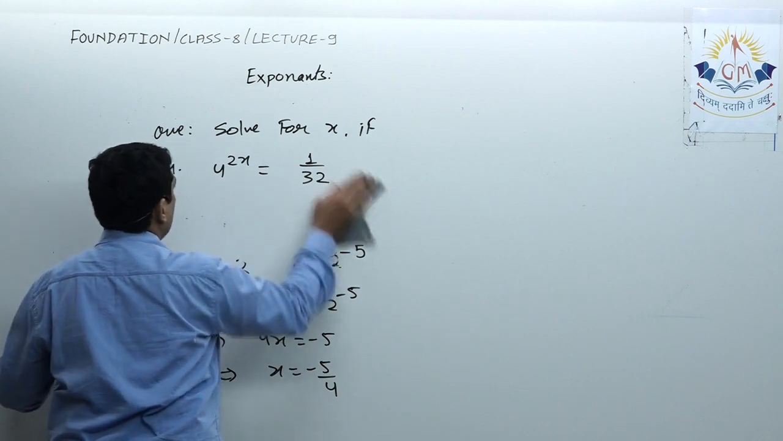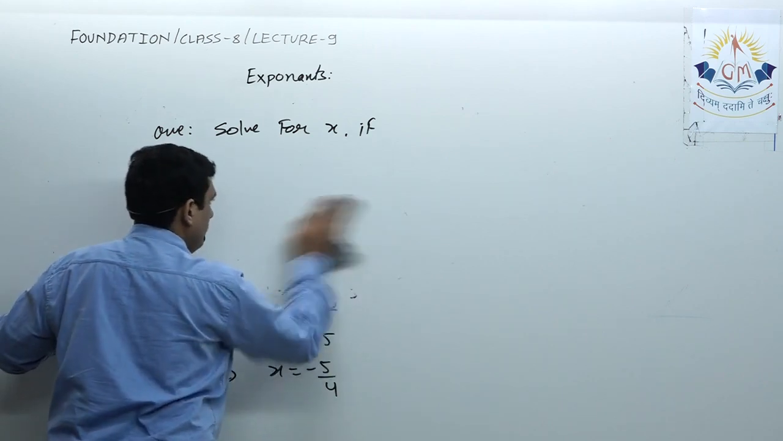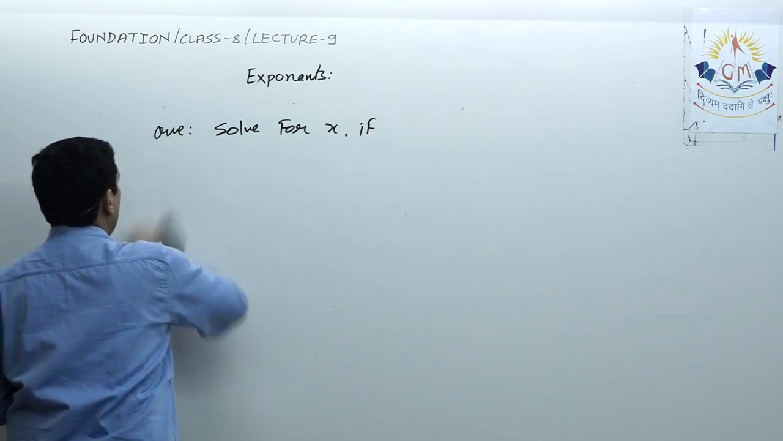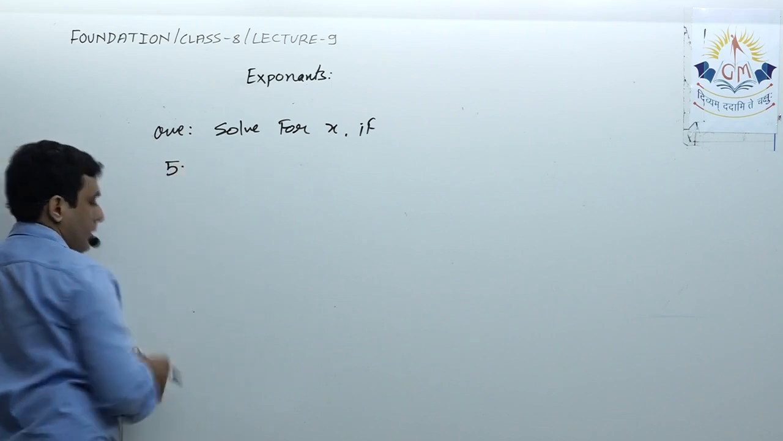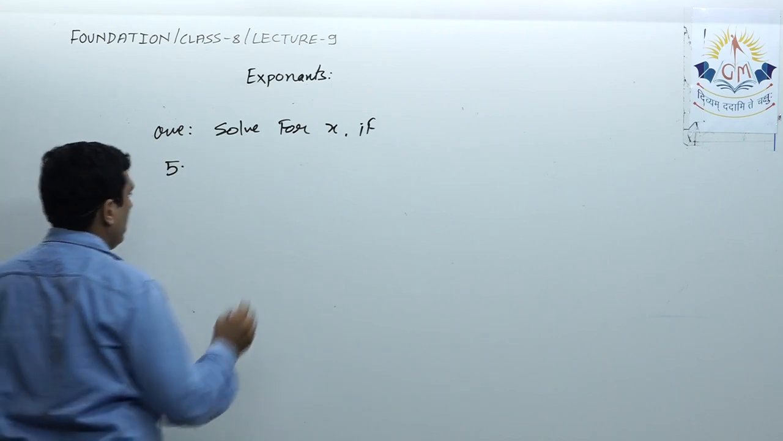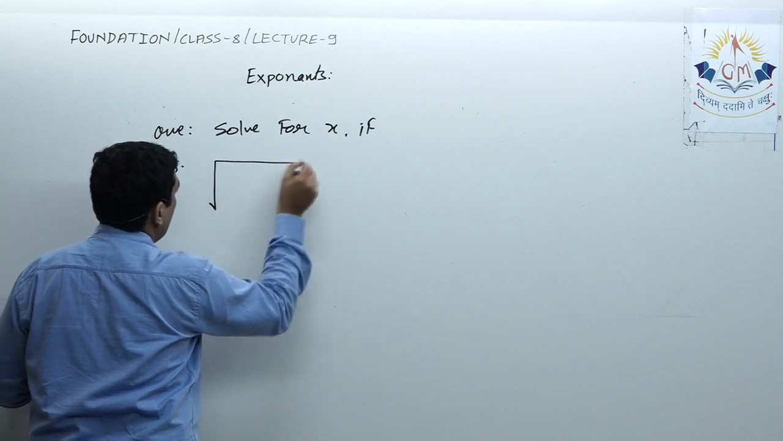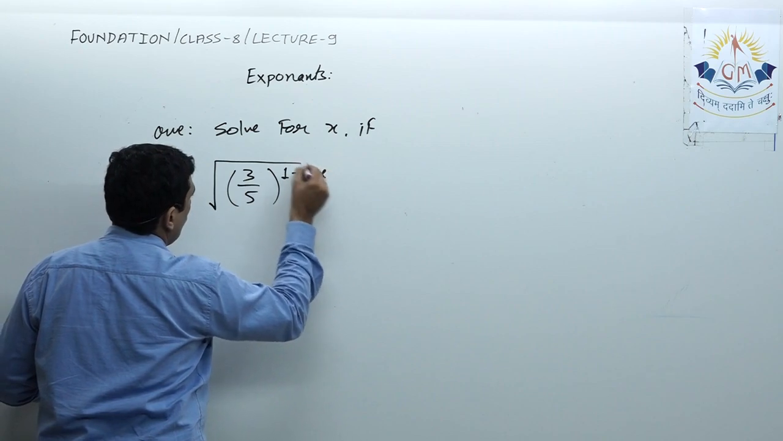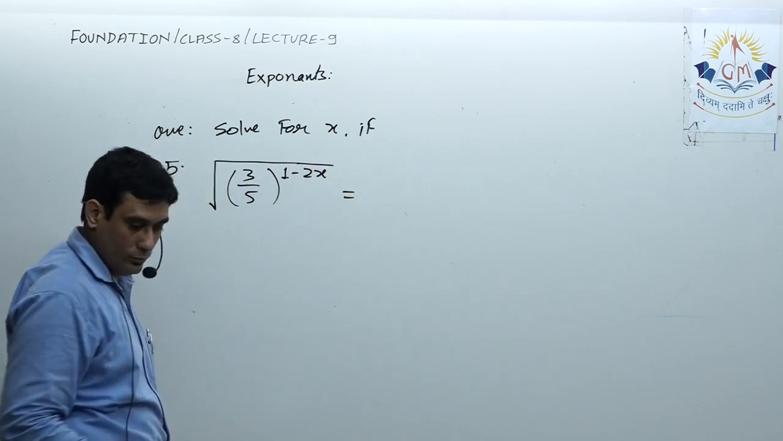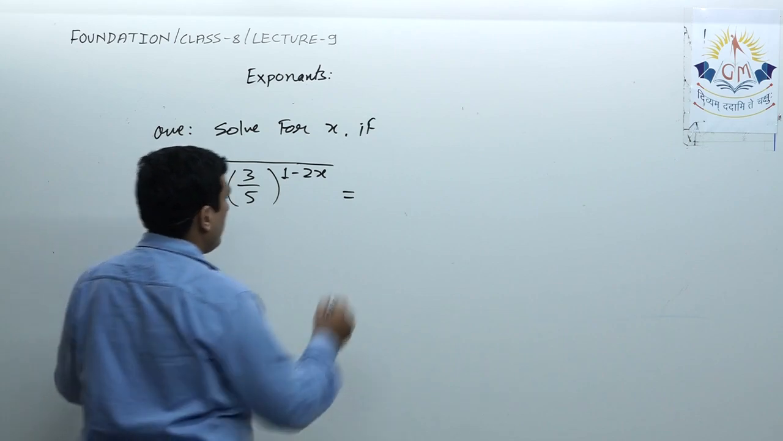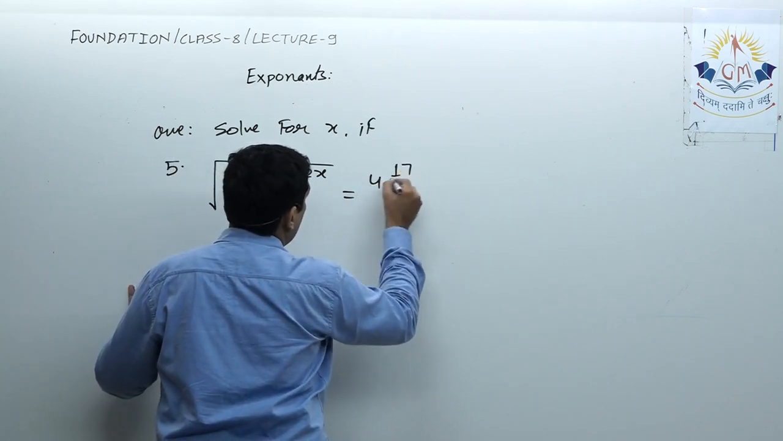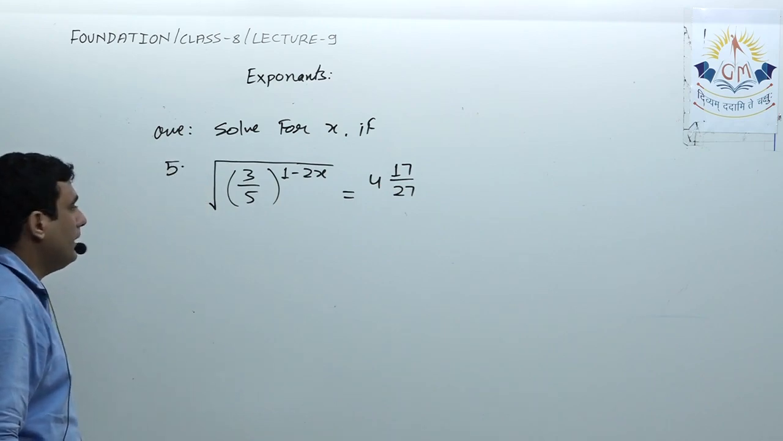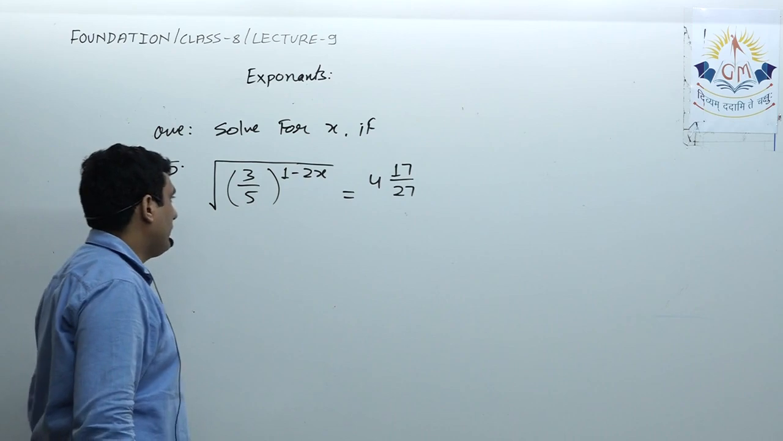Okay, now next is question number 5. Square root of 3 upon 5 raised to 1 minus 2x is equal to 4 and 17 upon 27. Okay, here again you have to find the value of x.